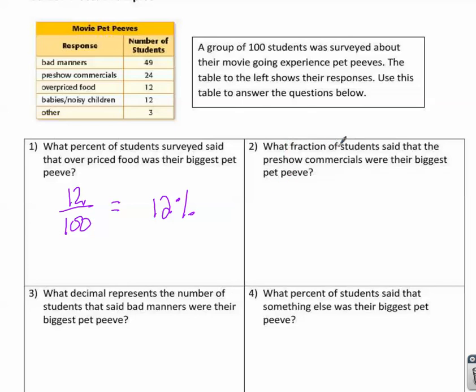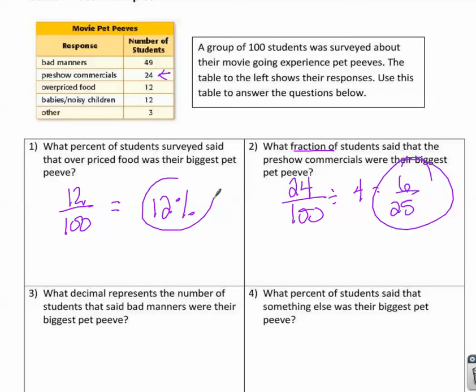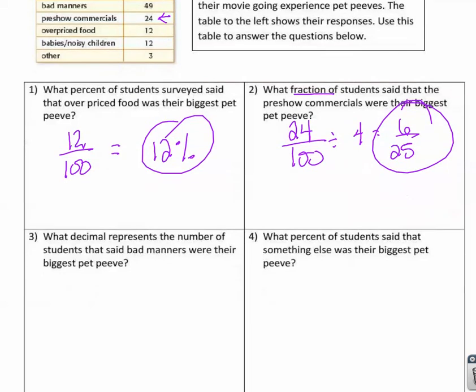Question 2. What fraction of students said the biggest pet peeve was the pre-show commercials? That was 24 students out of 100. To get your fraction, you want to make sure you always reduce this. They both are divisible by 4 to give you 6 over 25. If you do not simplify, it will be wrong.